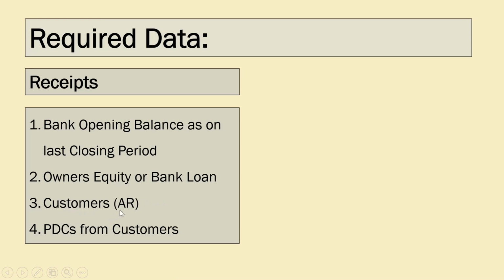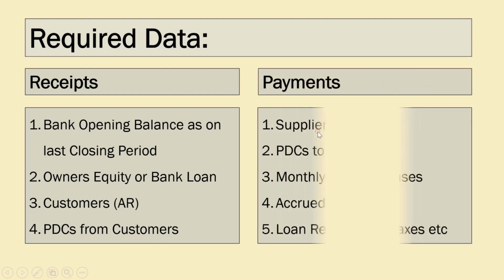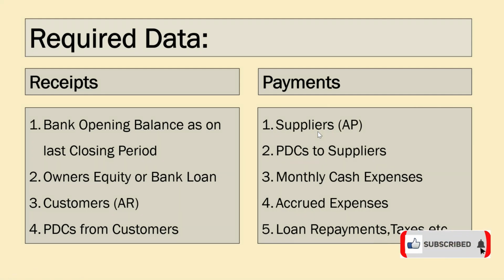Then third, we need customers' accounts receivable. How much is the accounts receivable, and in which month how much are we expecting to receive? So this we need to do, and then fourth we have PDCs from customers. Then on the payments side, we need suppliers' balances, then PDCs to suppliers: what post-dated checks we have issued to the suppliers, what are the dates of the checks, what are the amounts of these checks. So this data we need. Then monthly cash expenses and accrued expenses, and then loan repayments or taxes, etc.